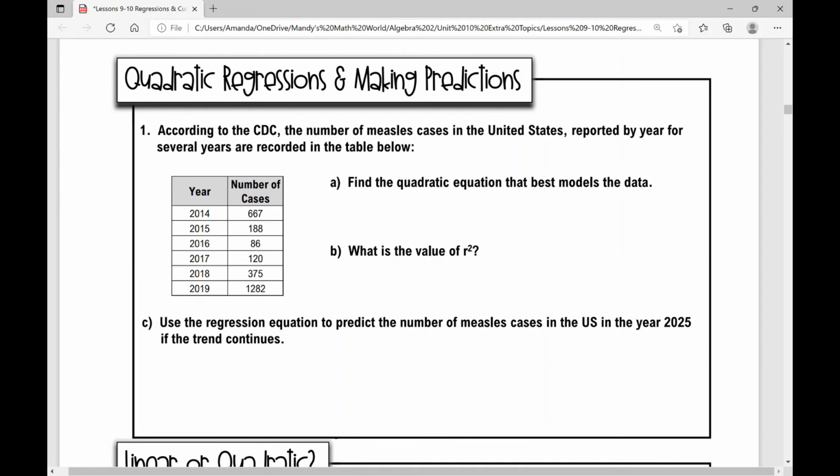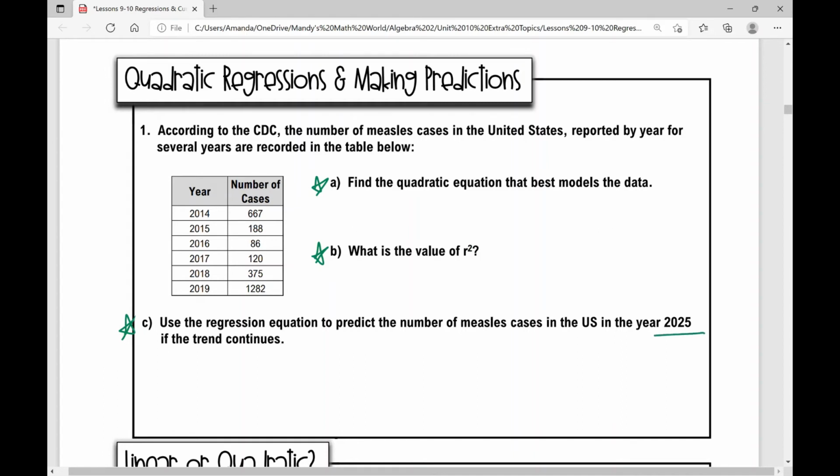In this example, it says, according to the CDC, the number of measles cases in the United States reported by year for several years are recorded in the table below. We're going to enter this data into our calculator, and we're going to perform a quadratic regression. We're going to find the value of R squared, and then we're going to use the regression equation to predict the number of measles cases in the U.S.